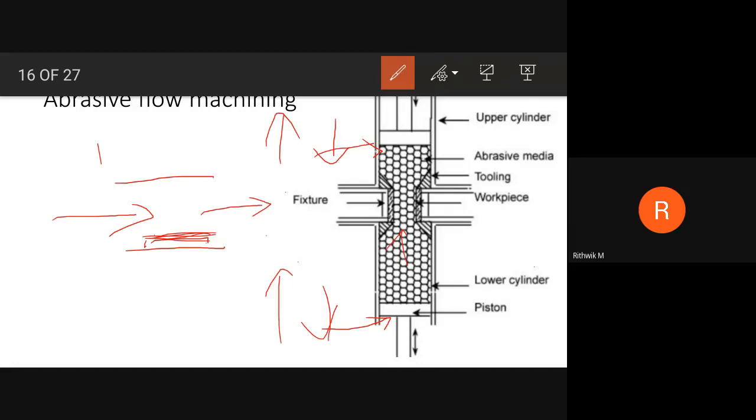In this mechanism, the basic thing is that while the carrier fluid mixed with the abrasive particles moves along the workpiece, whether it is a one-way or two-way flow, it will erode the surface accordingly. This is happening at high pressure. So this is the mechanism.